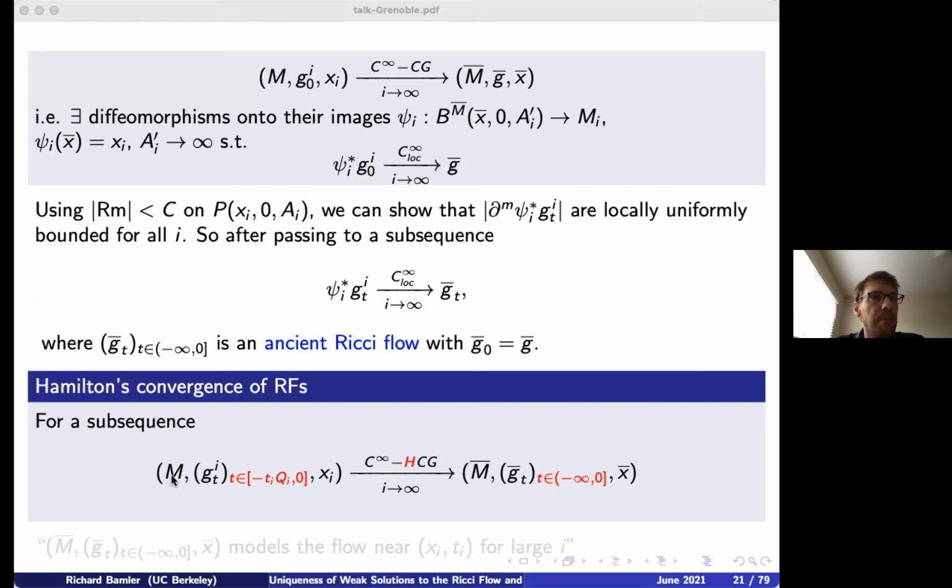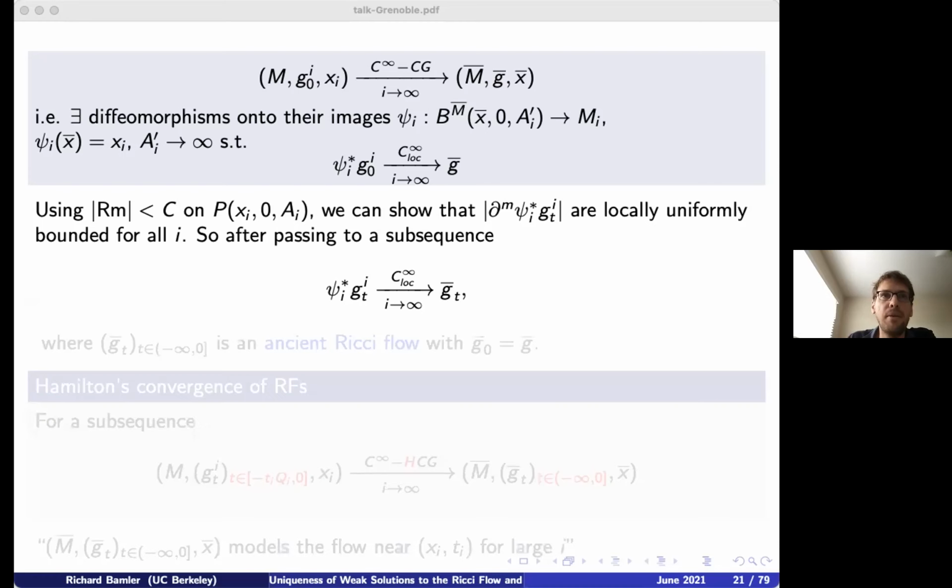We can basically say that the sequence of these rescaled flows converges to an ancient flow in this C infinity Hamilton Cheeger-Gromov convergence. What we mean by this is that there is a sequence of diffeomorphisms psi_i on larger and larger balls, such that we have smooth convergence of all the Ricci flows if we pull them back. So now we have convergence of these flows to some limiting flow. What does this mean? If we knew what this flow was, then we would have local models of the original flow near x_i, t_i.